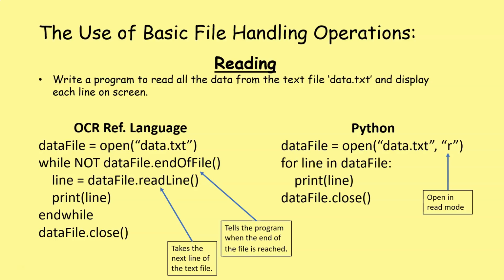In Python, it's probably a little bit easier. datafile = open("data.txt", "r"), with r for read mode. For line in datafile just loops through each line in the data file. We print that line and then we remember to close the data file.